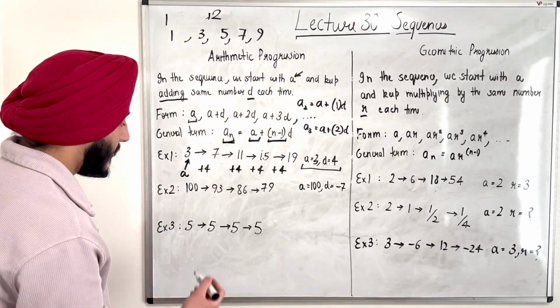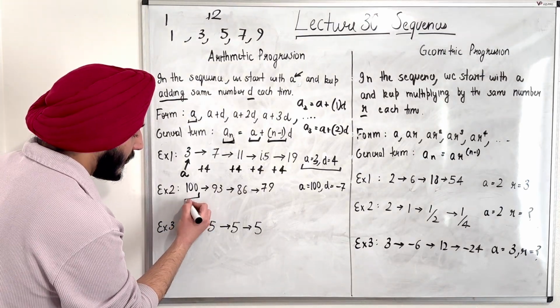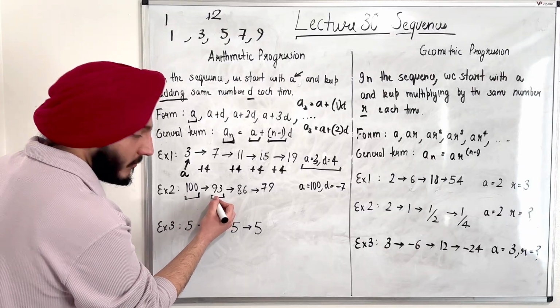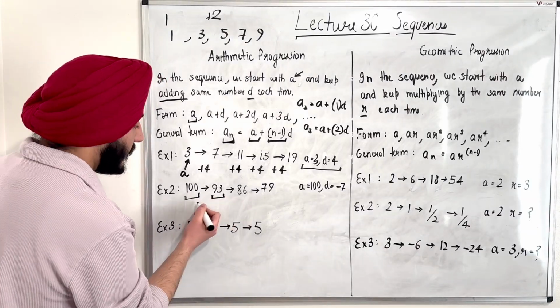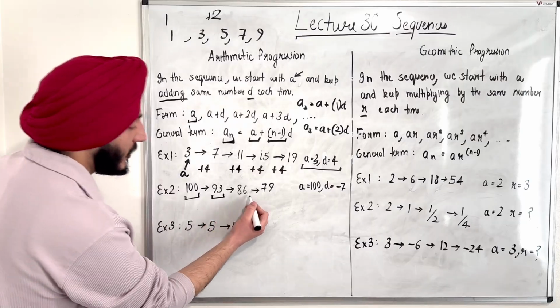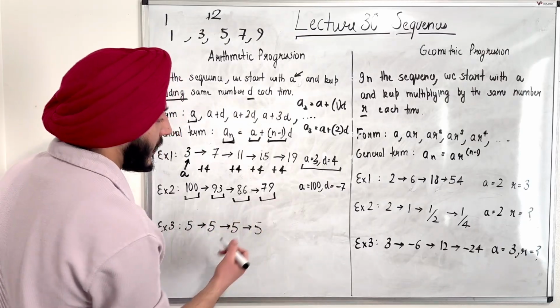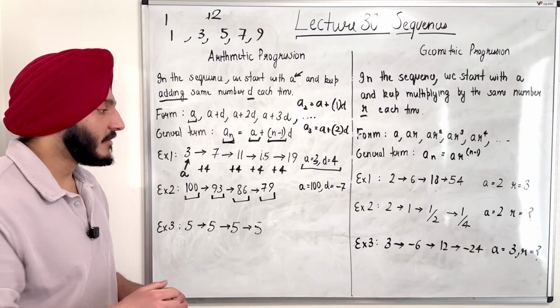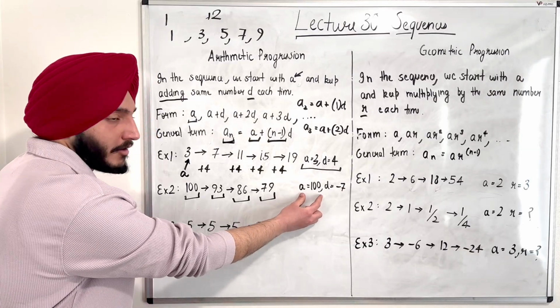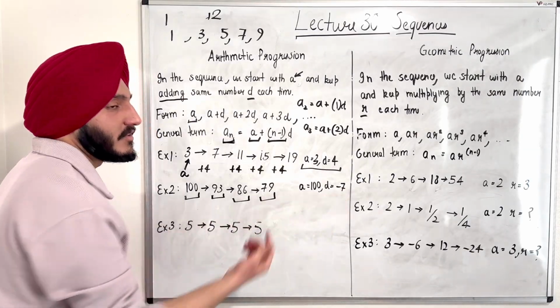Okay. Second example, if you look at this carefully, we started with 100, but this time the values are decreasing, right? It went from 100 to 93, 86, 79. So in this case, what's happening is my a term would stay 100, right? But the d is negative 7, right? Why?